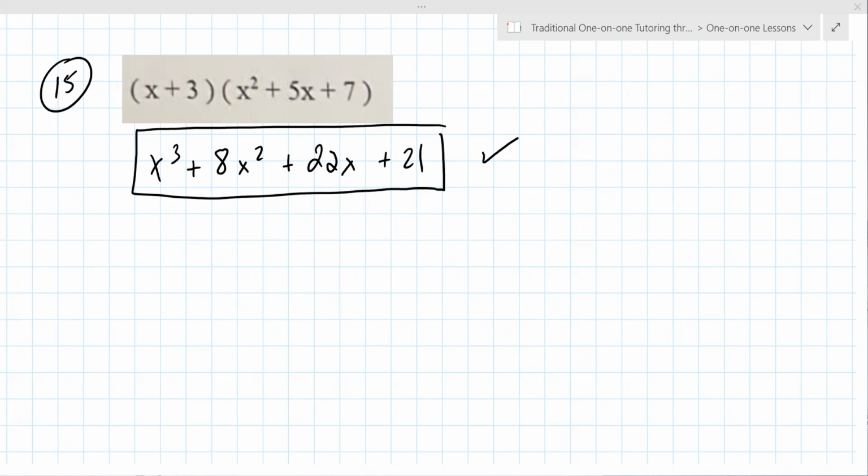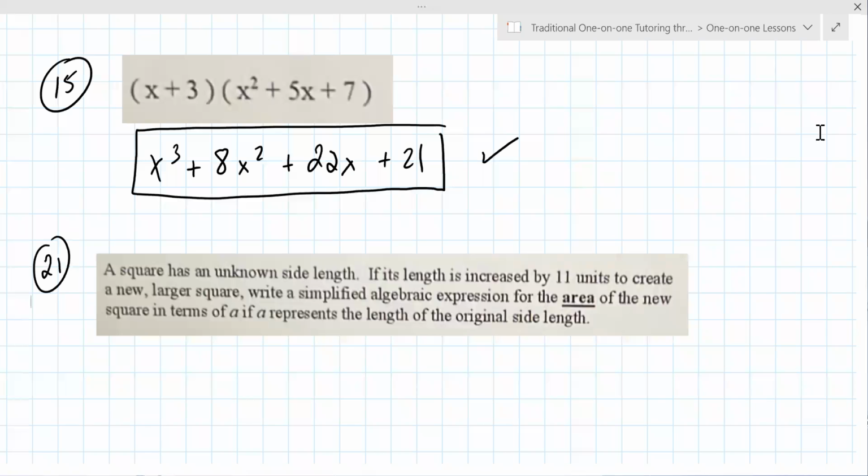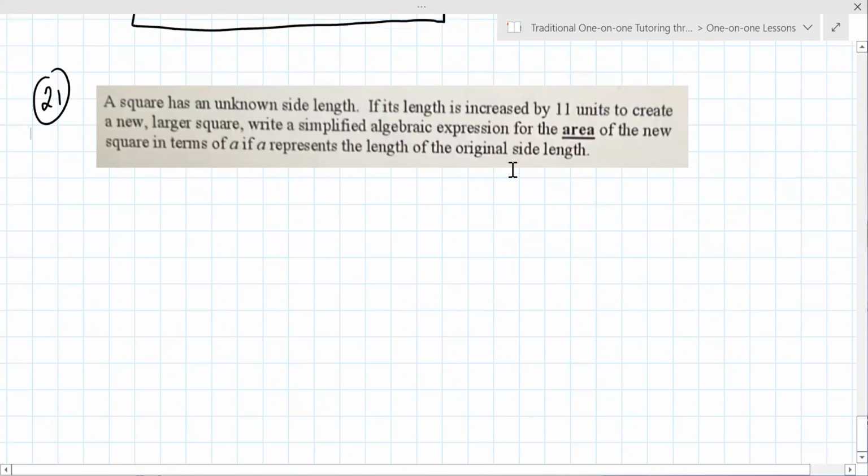So take a look at 21. Okay. All right, a square has an unknown side length. So we've got a square here, but we don't know its side length. So let's just call it, well, we'll get to that.